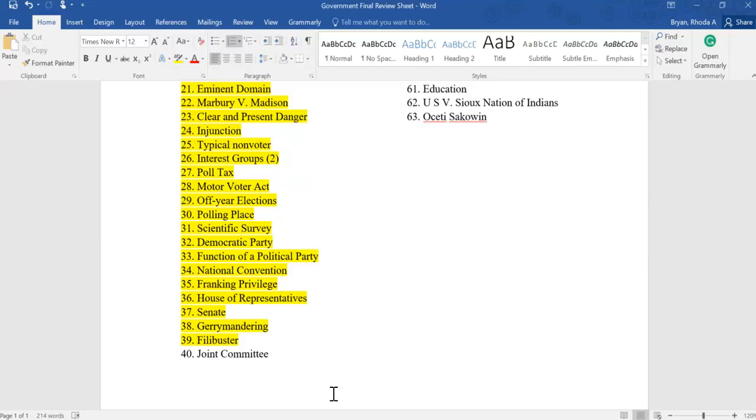That came from one of yours too. Well, it was written a little different, but number 40, joint committee. Members of the House and Senate work together to iron out differences in a bill before it's sent to the president.